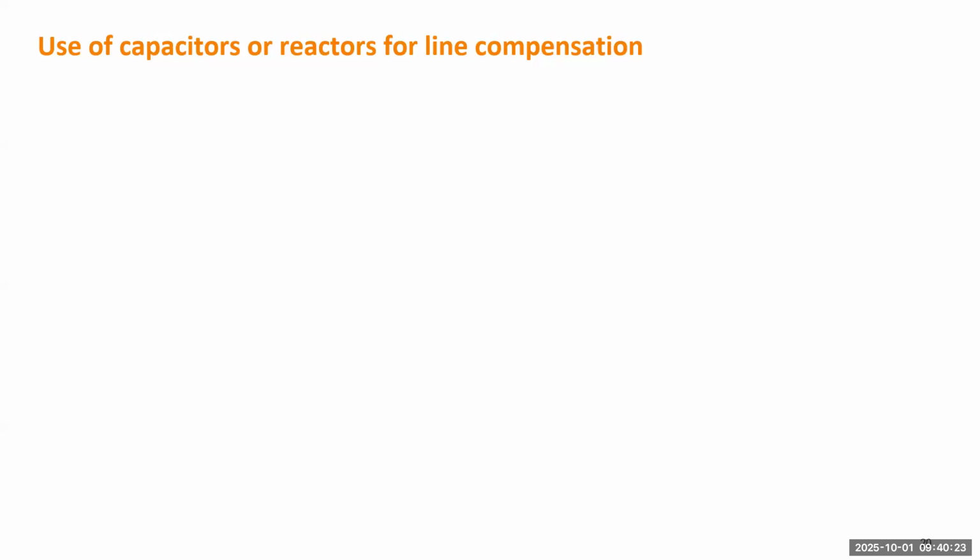Which means near the load, the voltage can be lower than the source. If the load impedance is higher than a certain value, you will have an over-voltage problem, so the voltage on the load will be higher than the source. It doesn't matter whether it's under or over, but you need to maintain the voltage within the limit. Capacitors and reactors will give you some compensation for the voltage violation.